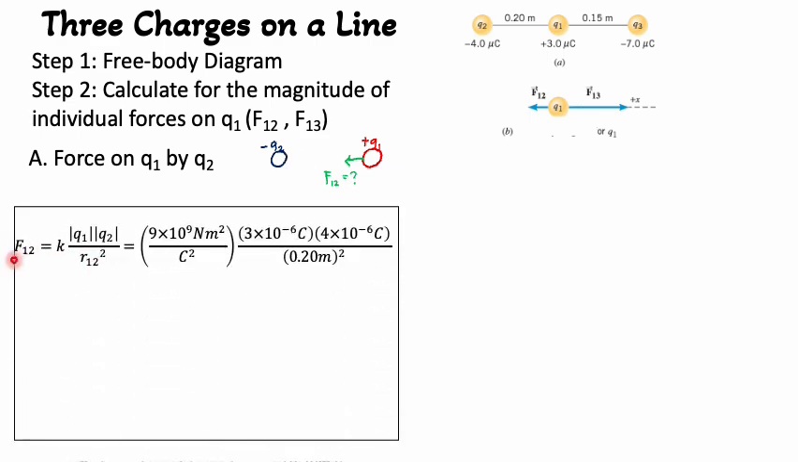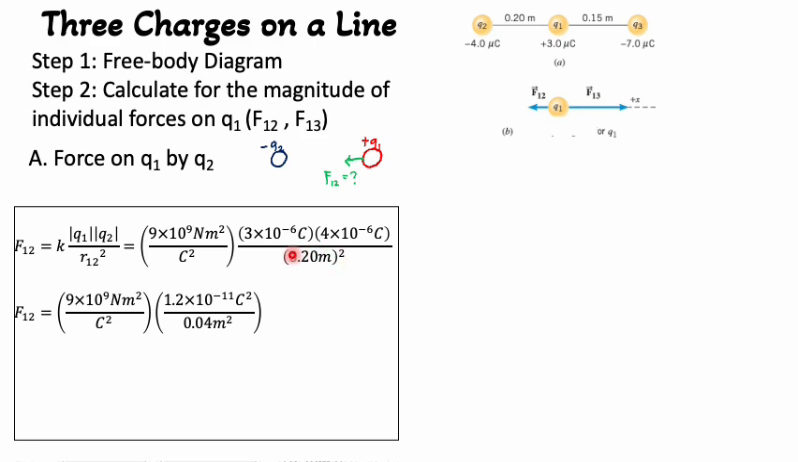You can just write the formula, represented by 1, 2. That means the charges that you are using are Q1 and Q2, and the distance between Q1 and Q2. Taking a look at the illustration, the distance between Q1 and Q2 is 0.20 meters. So, substitute that here. And then, apply mathematical operations. I multiplied first the two charges here, so you will get 1.2 times 10 to the negative 11 coulomb squared.